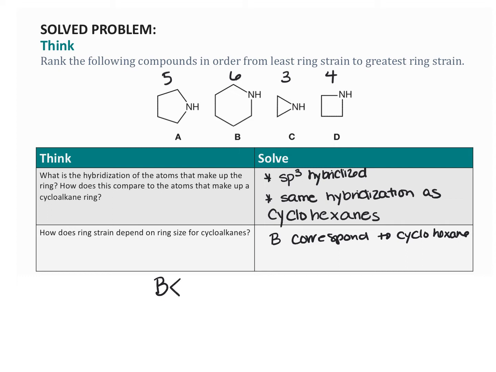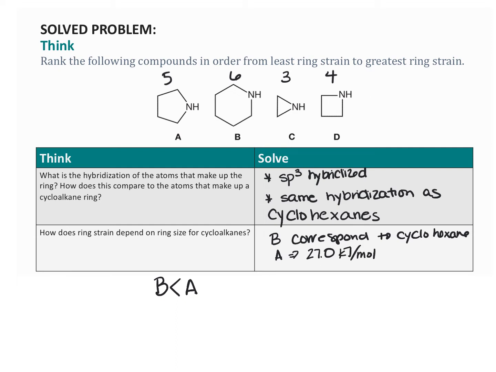Then the next one that we're going to see would be the 5-membered ring, which would be A. When we flip back and look at the table, because when we look at A with a 5-membered ring, that value is 27, right? So that's going to correspond to that value of 27 kilojoules per mole, okay?